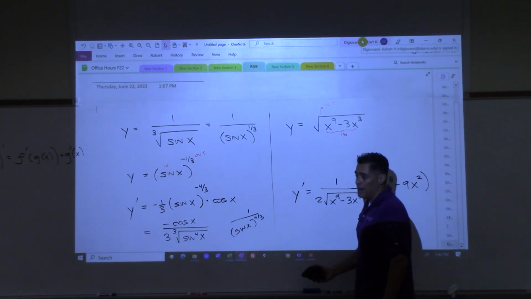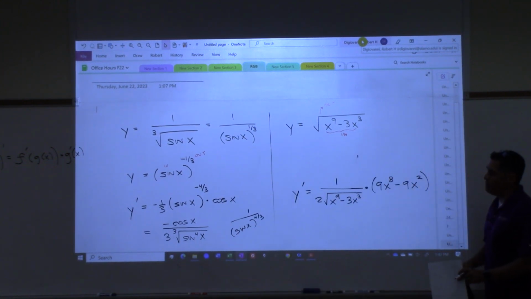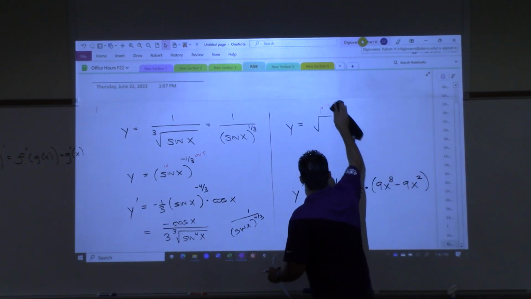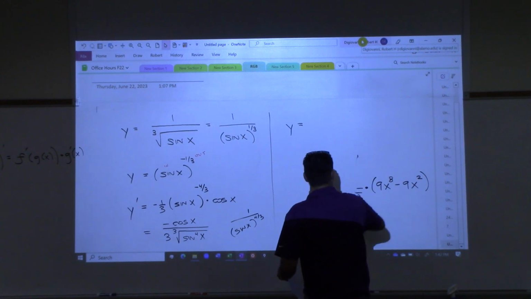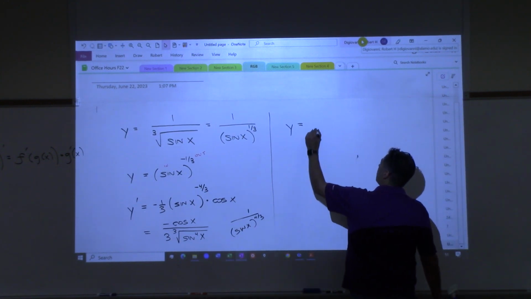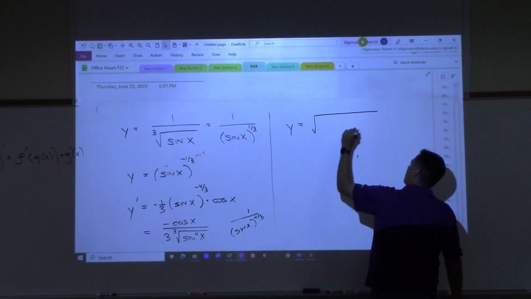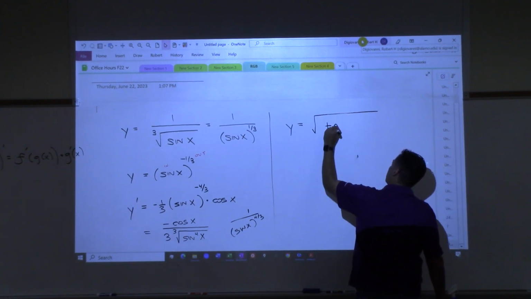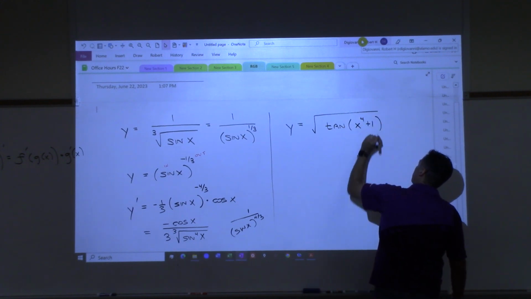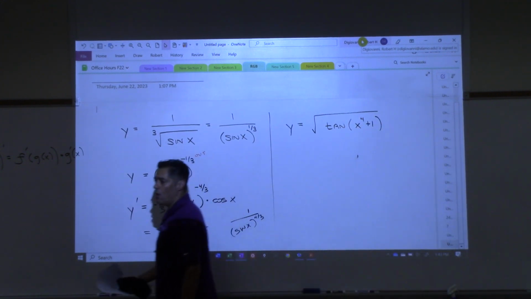Now, there is a way to handle when we have more than one composition, which is the next example I want to give you. Look at this one. What about the square root of tangent of x to the fourth plus 1? All right, this is our first problem like this.